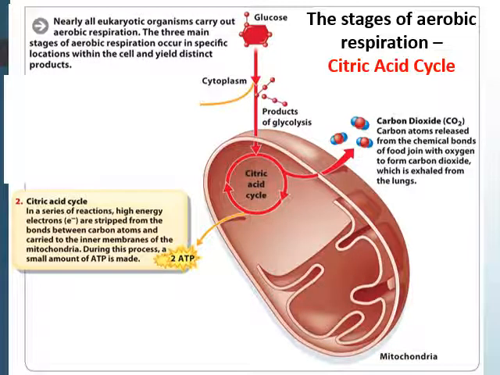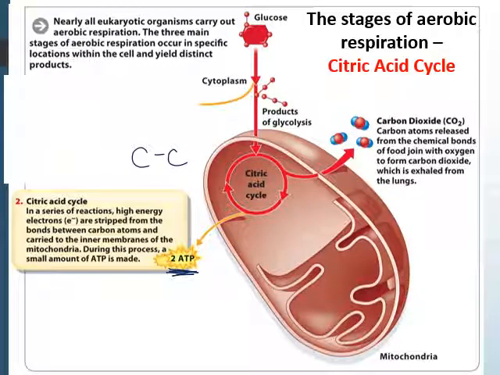Okay, so now we're getting into the citric acid cycle, and basically from this, we have a series of reactions, right? And basically what's happening is high energy electrons are being stripped from the bonds between the carbon atoms, so between carbon to carbon, and they're being carried to the inner membranes of the mitochondria. So again, during this process, we're only making a small amount of ATP, 2 ATP.